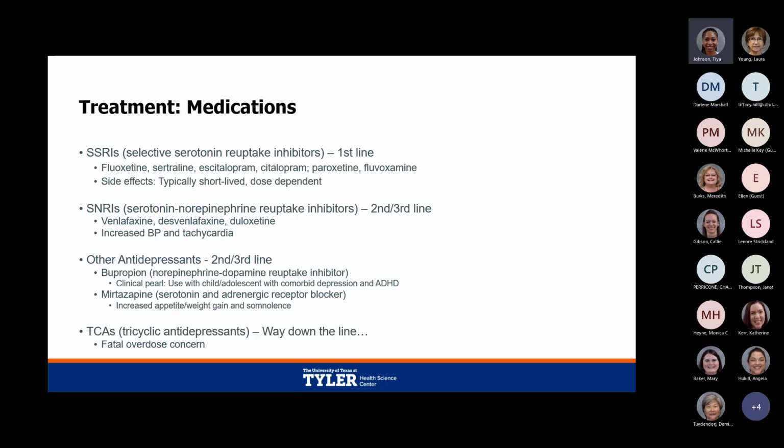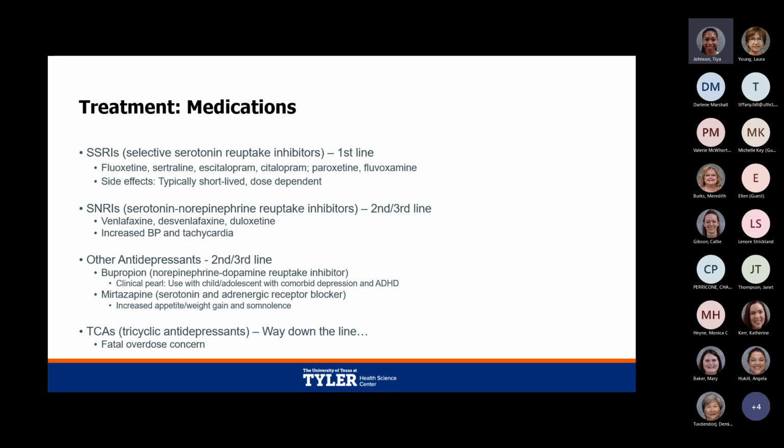Another class of antidepressants includes the serotonin norepinephrine reuptake inhibitors, or the SNRIs, and these are going to be second or third line medications when it comes to treating children and adolescents with depression. These medications include venlafaxine, desvenlafaxine, and duloxetine. The most common side effects for these medications, because of their effects on norepinephrine, include increased blood pressure and tachycardia.